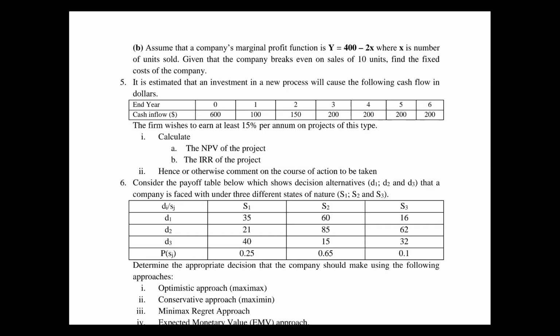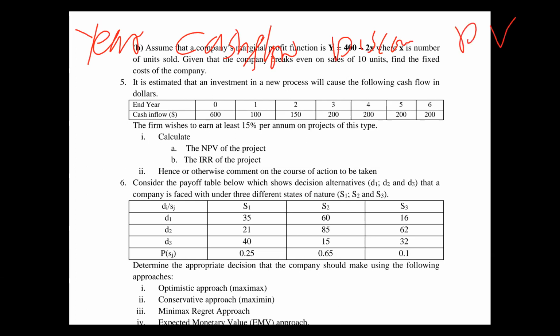All right, so let's consider question number 5. The question reads: it is estimated that an investment in a new process will cause the following cash flow in dollars. That is to say, in these given years. So you have the year, the cash flow, the discounting factor, and the present value on the other hand.